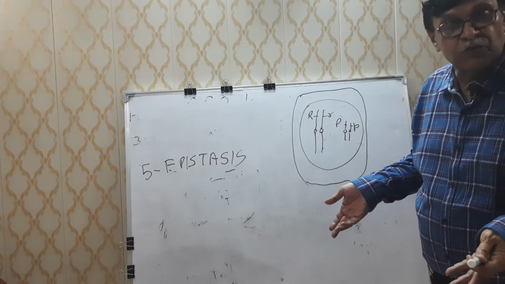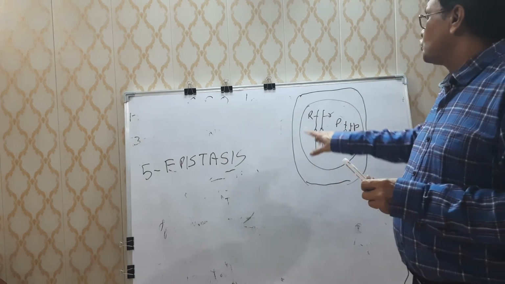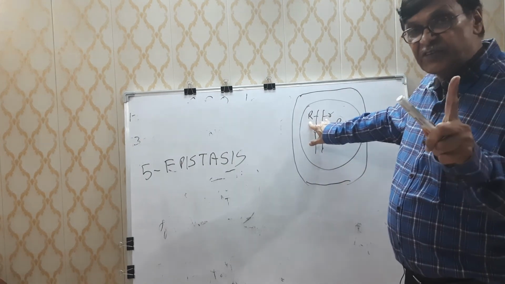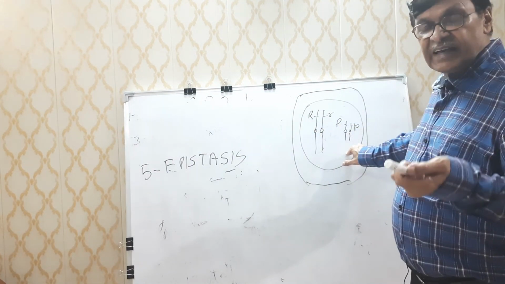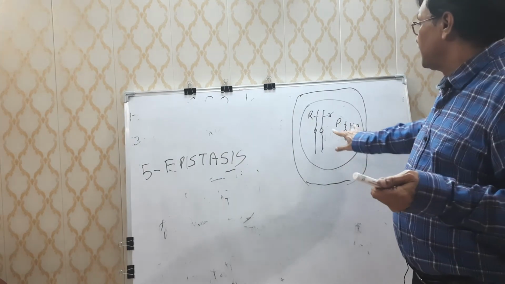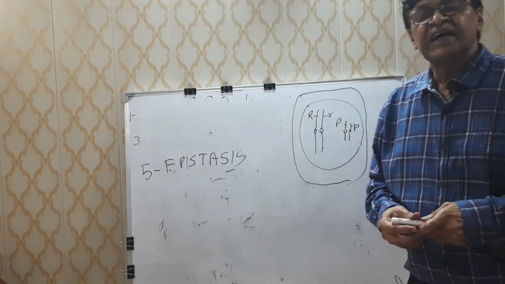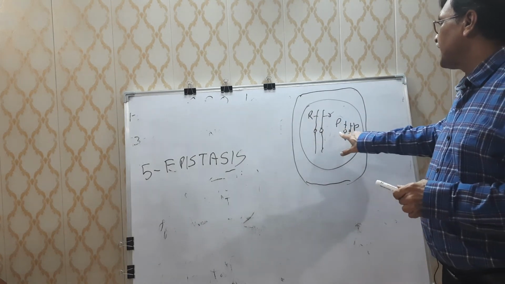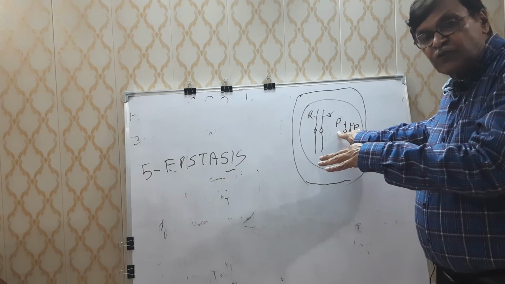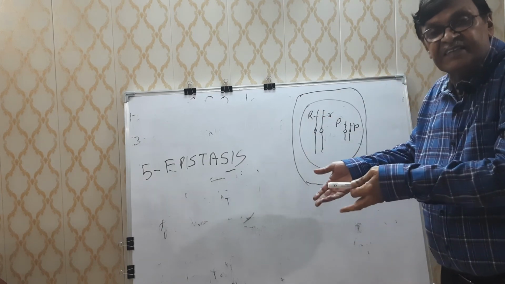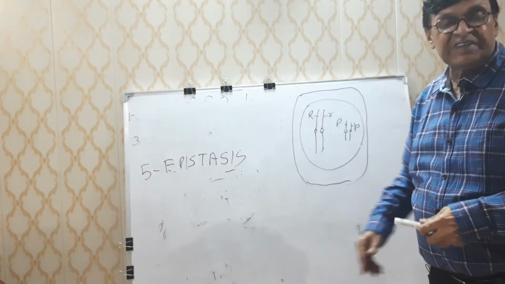In dominant and recessive what happened? The 2 genes were present on the same set of chromosomes, but here in epistasis or other examples of interaction of genes, what happens? 2 genes are present on 2 different sets of chromosomes, and one of them has an effect on the other gene which is present on the other set of chromosomes and masks its effect, and its effect is not shown. So it is called epistasis.